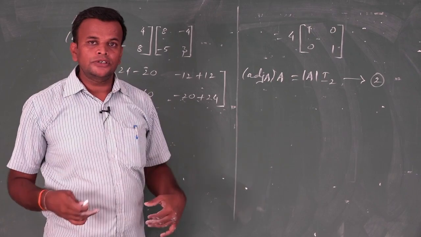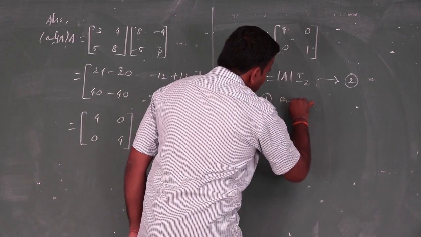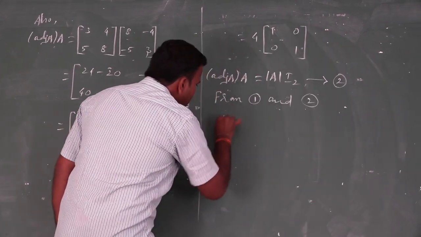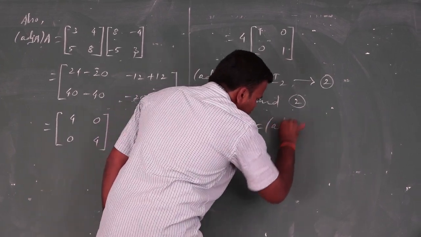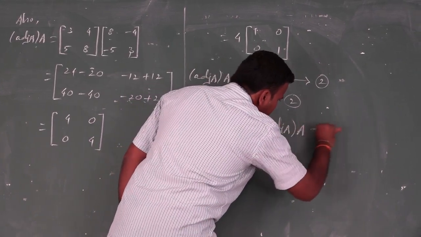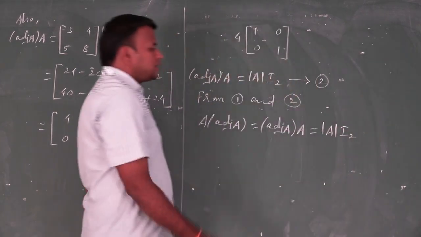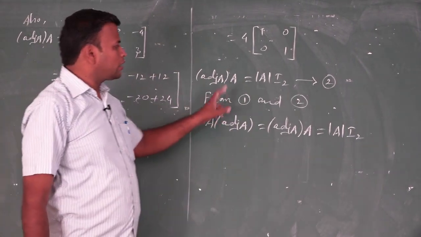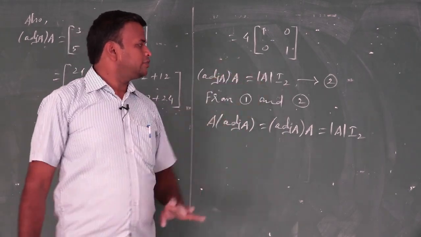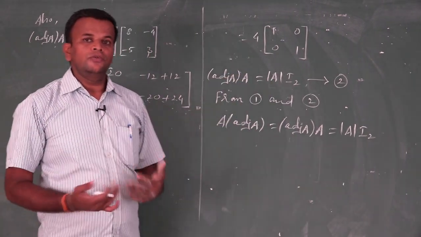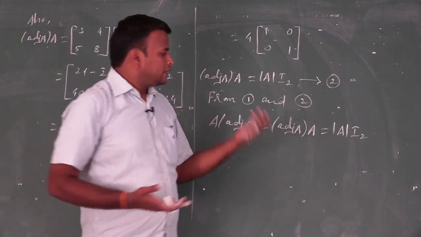Now we come to the conclusion from 1 and 2. The value of A into adjoint A and adjoint A into A should be equal to determinant A into I2. In equation 1 that value is determinant A into I2. In equation 2 that value is also determinant A into I2. So from 1 and 2 we come to the conclusion that the product of these two should be equal to determinant A into I2.